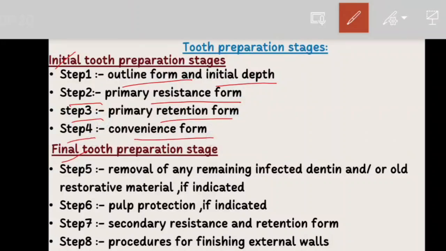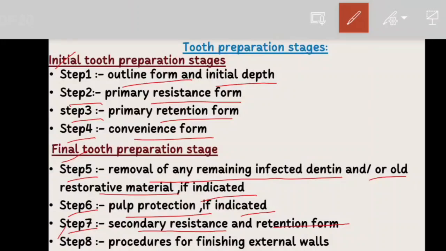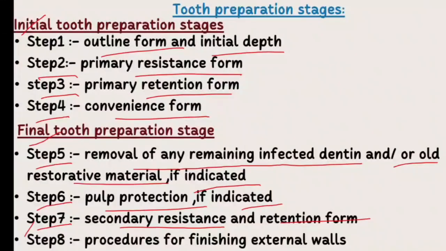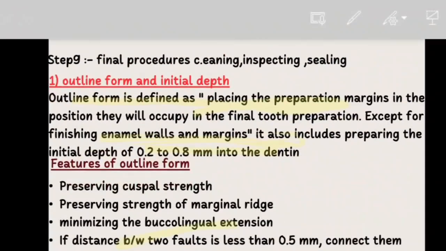In final tooth preparation, step 5 is removal of any remaining infected dentine and or old restorative material if indicated. Step 6 is pulp protection if indicated. Step 7 is secondary resistance and retention form, and step 8 is procedure for finishing the external wall. And step 9 is the final procedure, which is cleaning, inspecting and sealing.